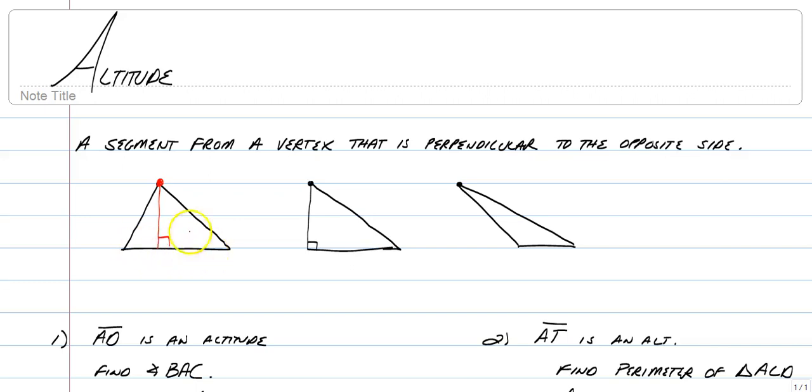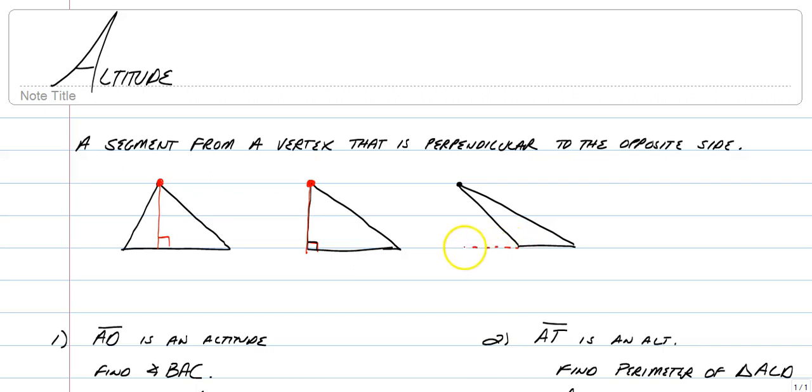So this is, as you can see, an acute triangle. And all we have to do is draw a line straight down, and there we go, we hit it. But this is a right triangle. And because it's 90 degrees in the corner right there, the altitude is actually part of the triangle. It's the leg.